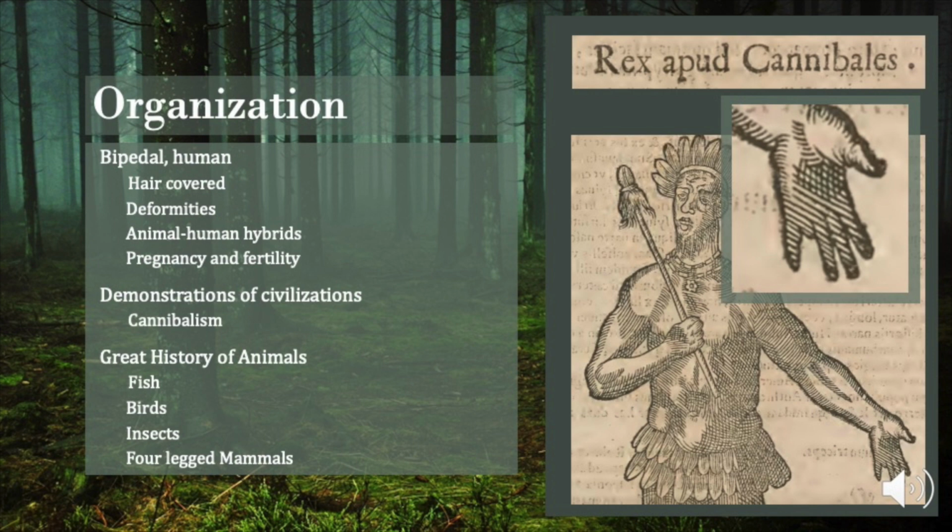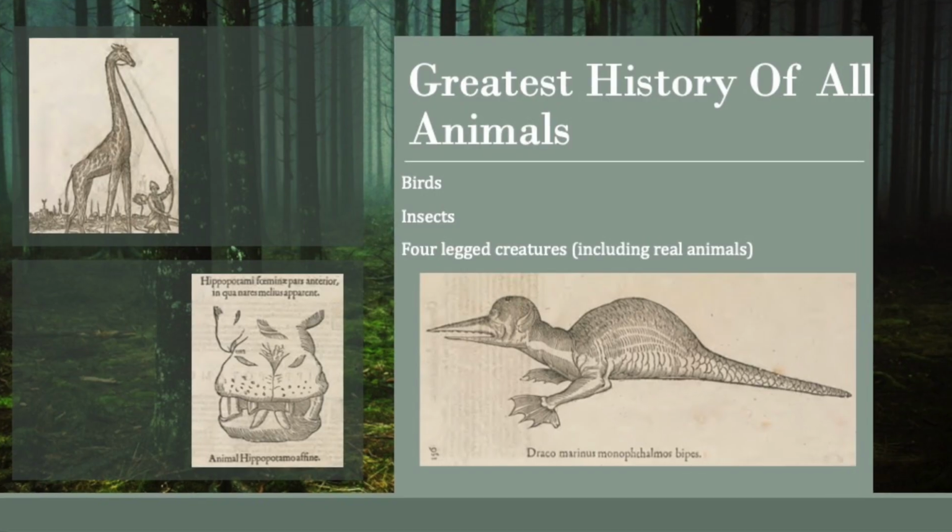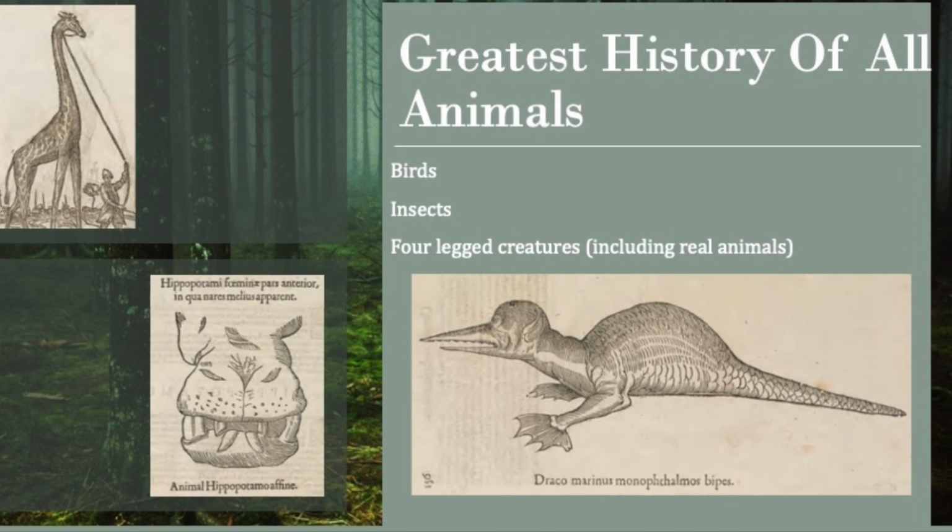The next portion of the text seems to demonstrate civilizations or rituals. In the image I've included on this slide, you can see the finger of this man is missing, implying it may have been eaten. I translated one of the later chapter titles to The Greatest History of All Animals.